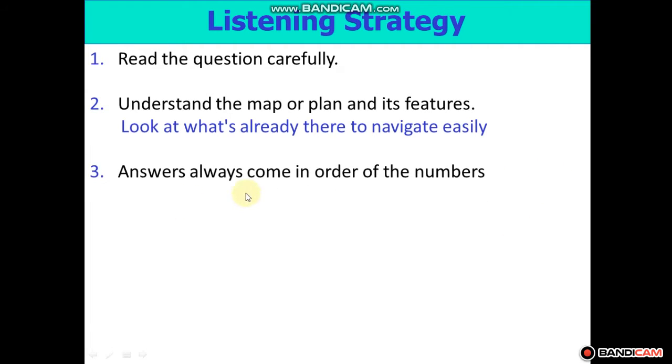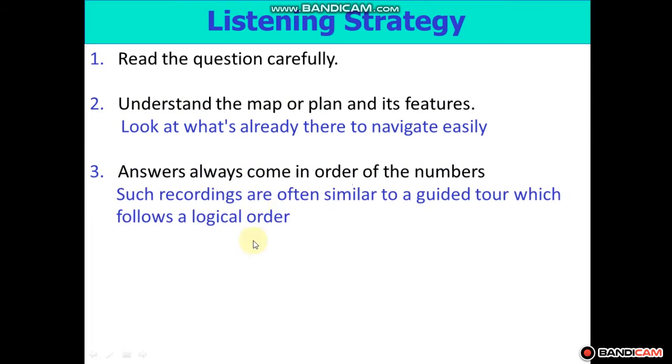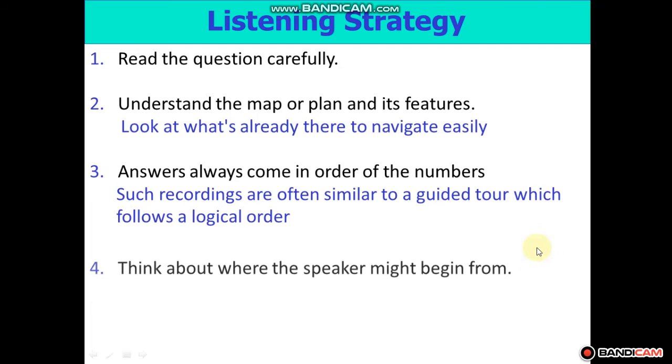Answers always come in order of the numbers, so don't you worry at all. Whatever number 1, 2, 3, 4, 5. So in the blanks, with the numbers, the name of the place is given, and then there is a blank where you are supposed to write A, B, C, D, whatever. But everything is in logical order. Okay. So such recordings are often similar to a guide. They are like a guided tour, which follows a logical order, as I said before.